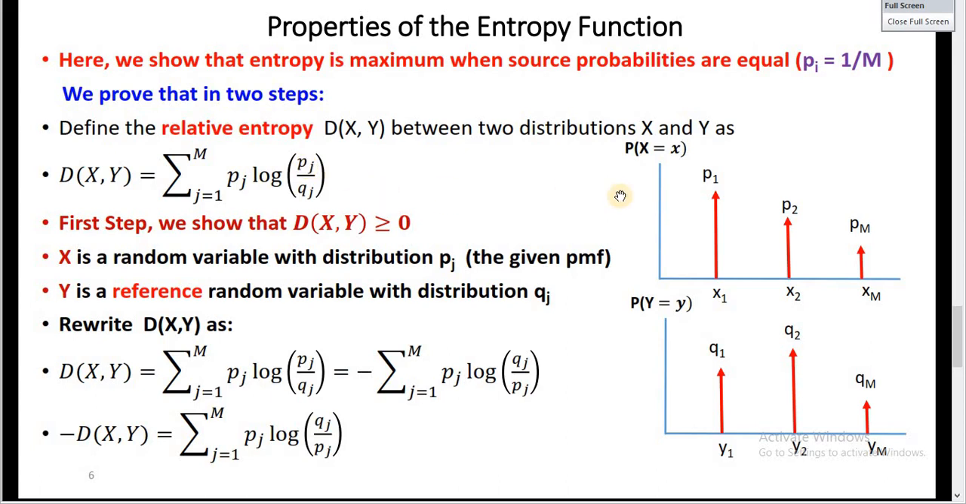p_j is the distribution under consideration for the random variable X. q_j is a reference distribution with probabilities q_1, q_2 up to q_M. Of course, X is a random variable with the distribution p_j. This is our given probability mass function. Y is a reference random variable with distribution q_j. First, we prove that the divergence D between distributions X and Y is non-negative, larger than or equal to 0.